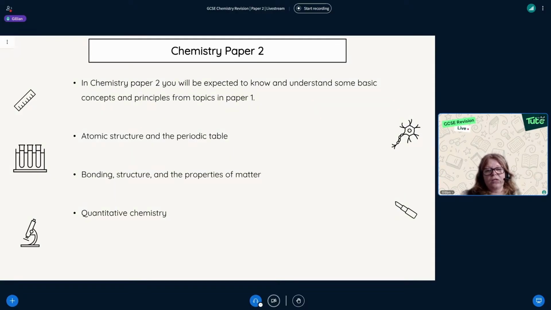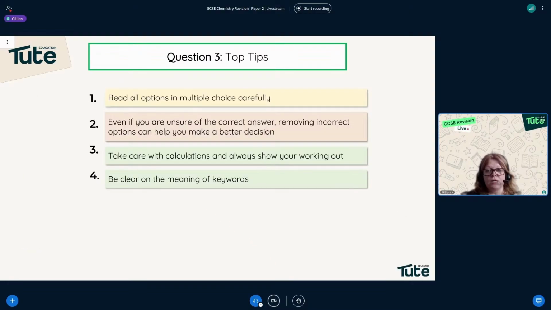So let's sum up. Remember, in chemistry paper 2, you will be expected to know and understand some basic concepts and principles from topics in paper 1. So we've got atomic structure and the periodic table, bonding, structure and the properties of matter, and quantitative chemistry.